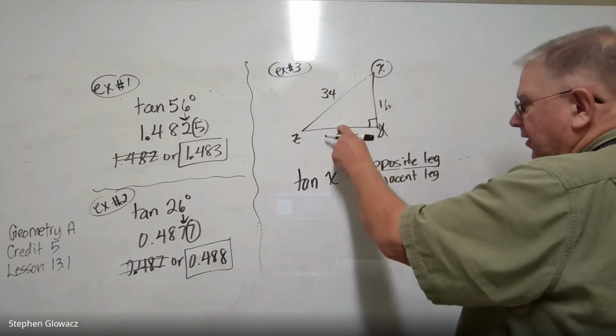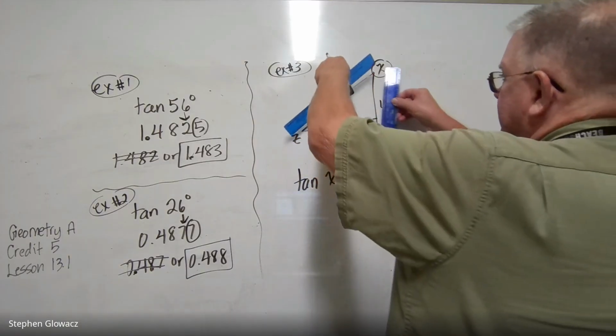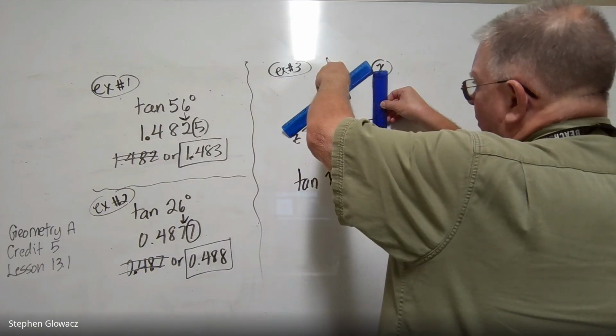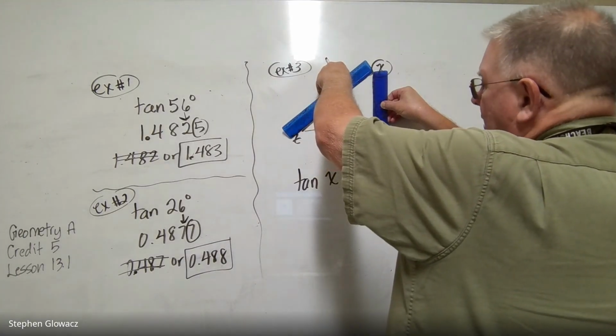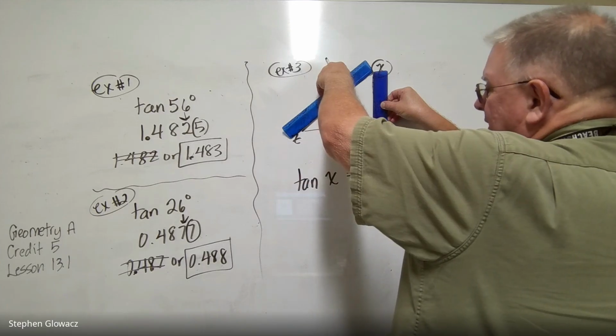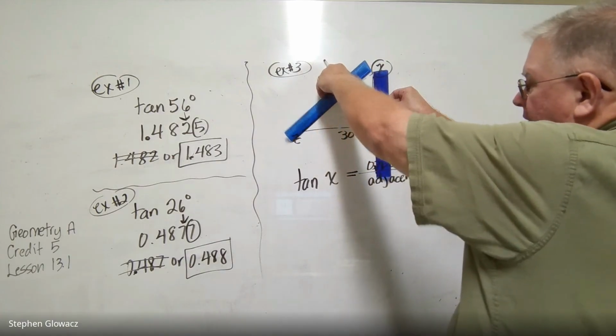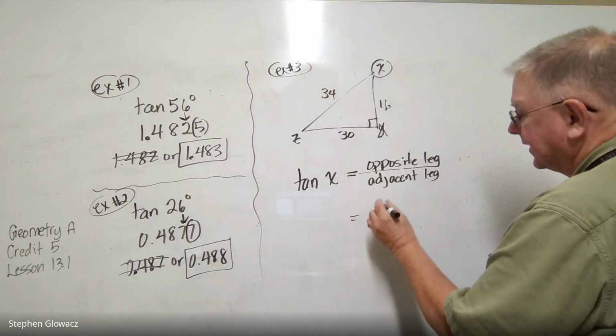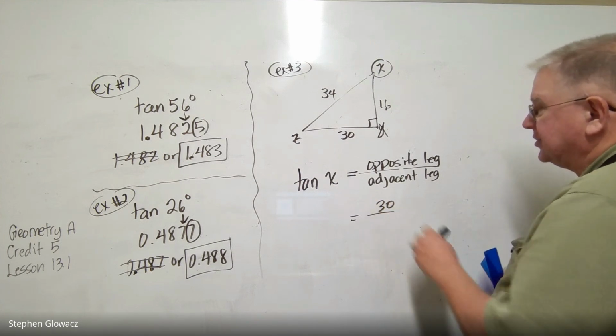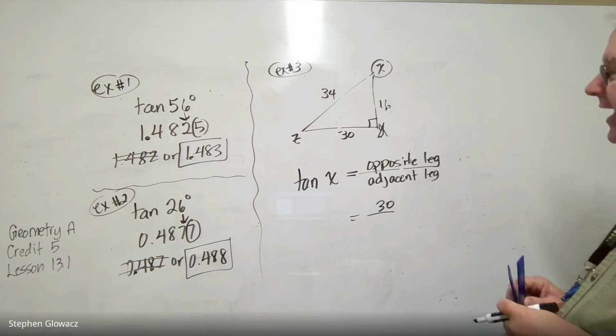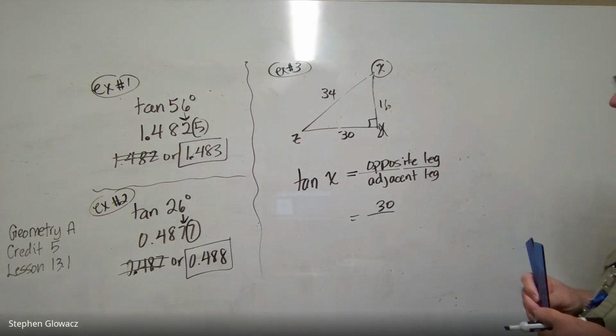So for angle x, our opposite leg, hopefully we can see it's 30, but to really visualize it, these are the two sides that form angle x. The opposite leg is the side or the leg that is not part of what forms angle x. So that would be the 30 down here. And then the adjacent leg is the leg that's part of what forms angle x.